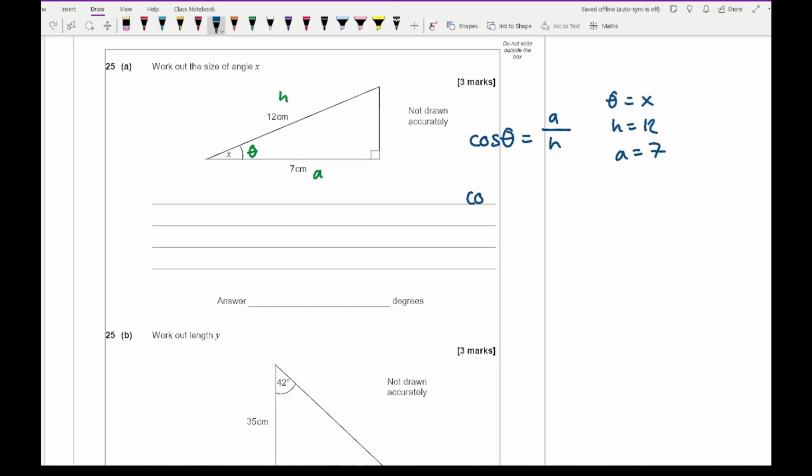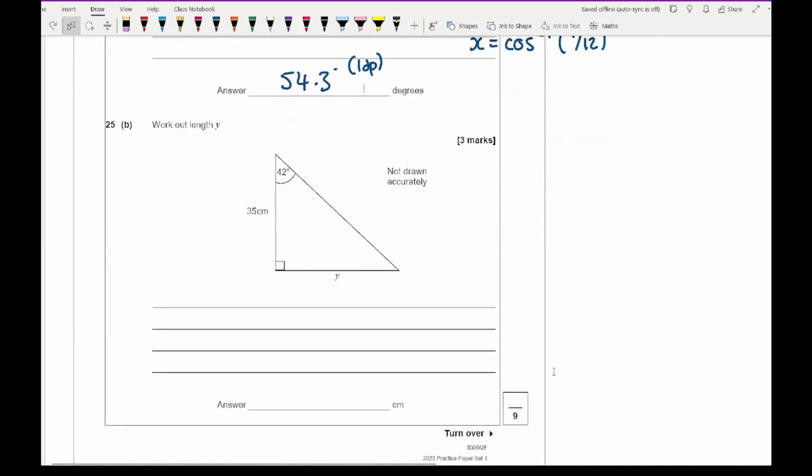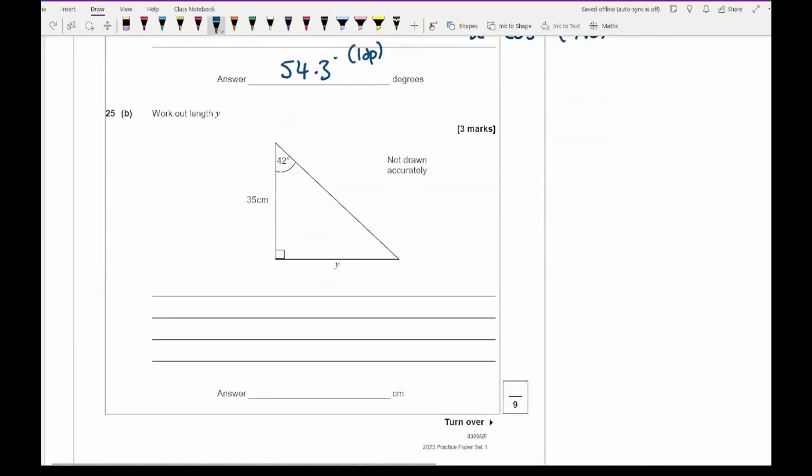So substituting numbers in, I get cos X equals 7 over 12. Then X equals the inverse cos of 7 over 12. And if I type that into my calculator, I get an answer of 54.3, and that's to 1 decimal place. Then for B, it says work out the size of length Y.